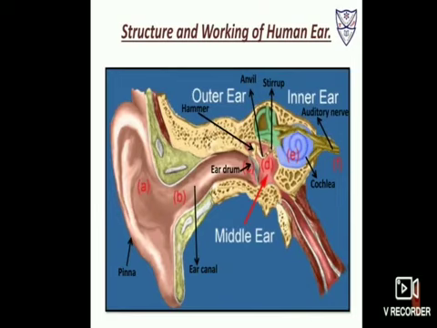Now students, let us discuss the structure and working of the human ear. We are able to hear the sound from our surroundings through our sensory organ, and that sensory organ is the ear. Our ear is divided into three parts: the outer ear or external ear, the middle ear, and the inner ear. While I am explaining this, observe this figure carefully. First is the outer ear.